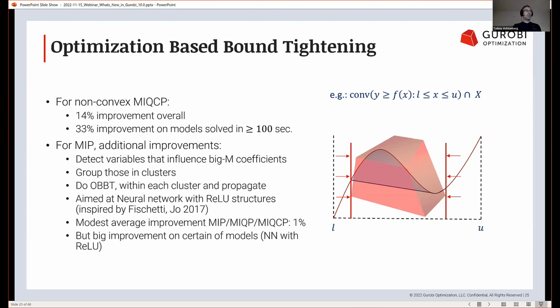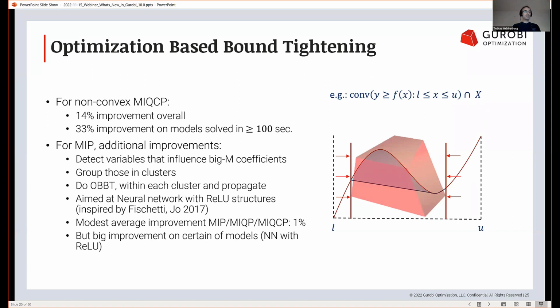For MILP, we have added additional improvements to make good use of that. Namely, we detect variables that influence big M coefficients, so in particular the variables that trigger variable upper bound constraints. Because these continuous variables that appear in these big M coefficients are the ones where you want to have tighter bounds, because then you can reduce the big M, right? And this is why you apply OBBT also to those. And this is in particular important when you look at neural networks that have a ReLU activation function, because there you always have these big M constraints triggered by these binary variables in each of the neurons in the neural network.